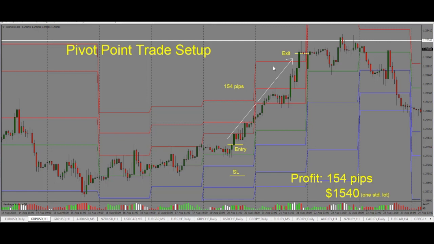From entry to exit, we get 154 pips in our trade. So our profit is 154 pips, or $1,540 if trading one standard lot.